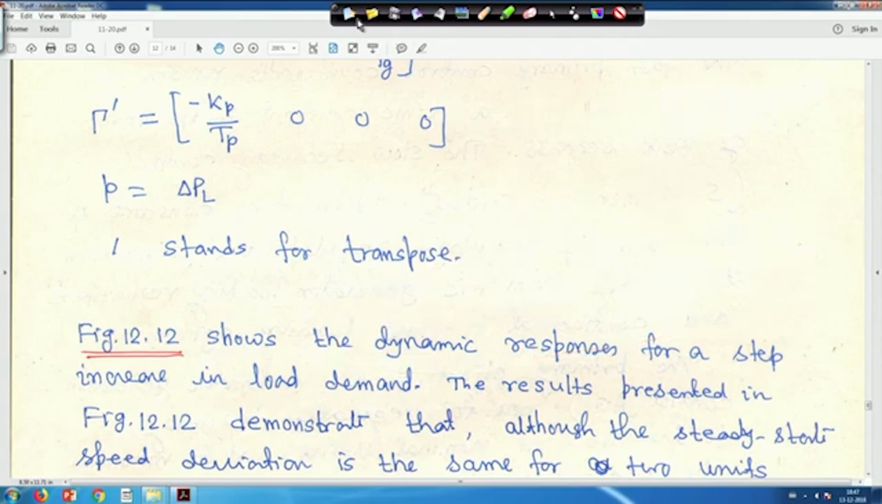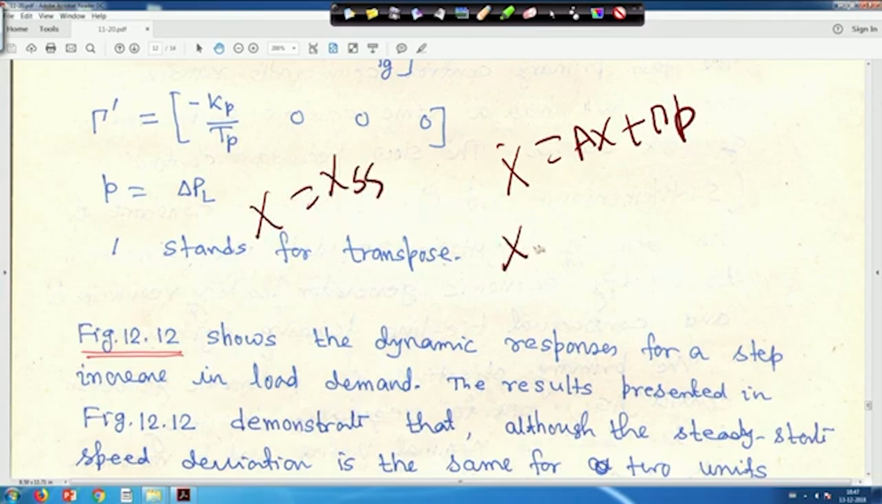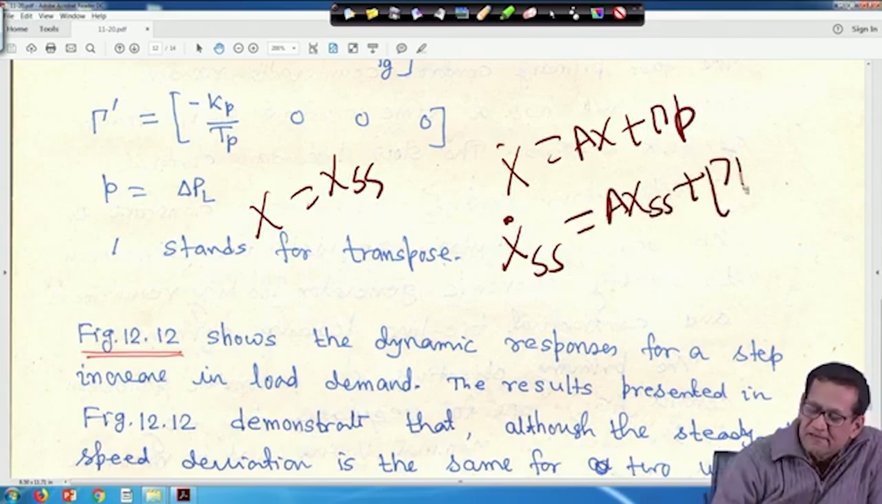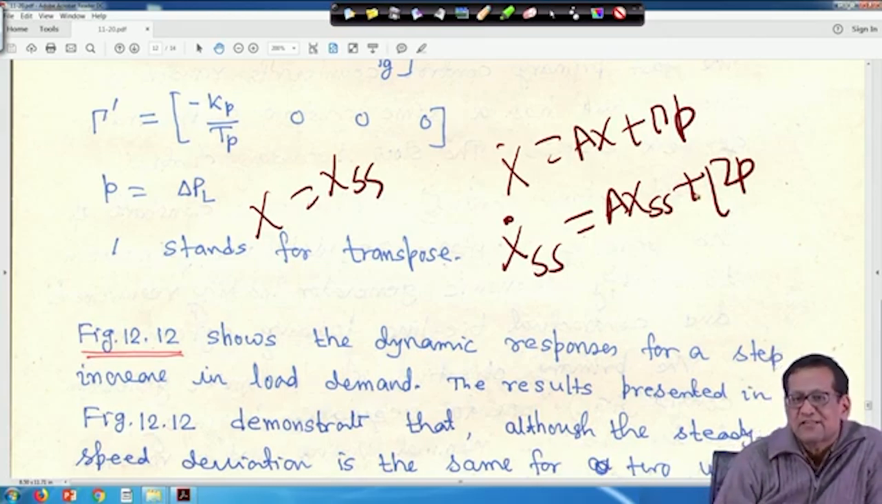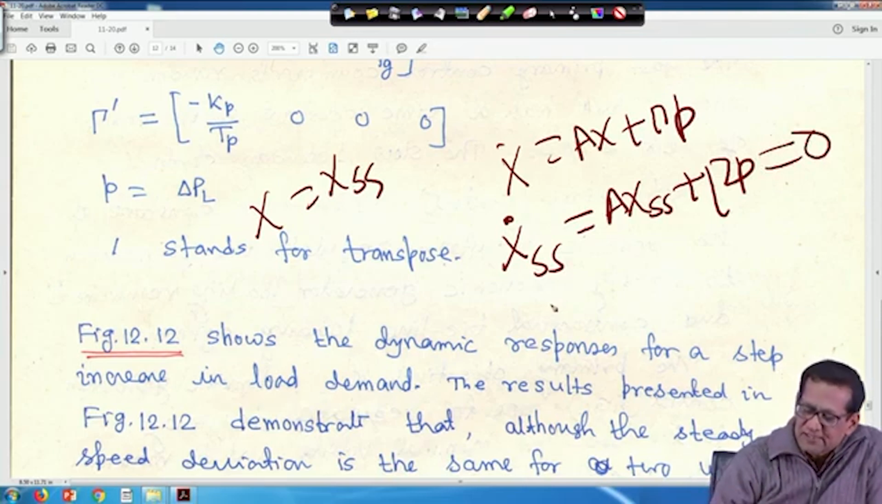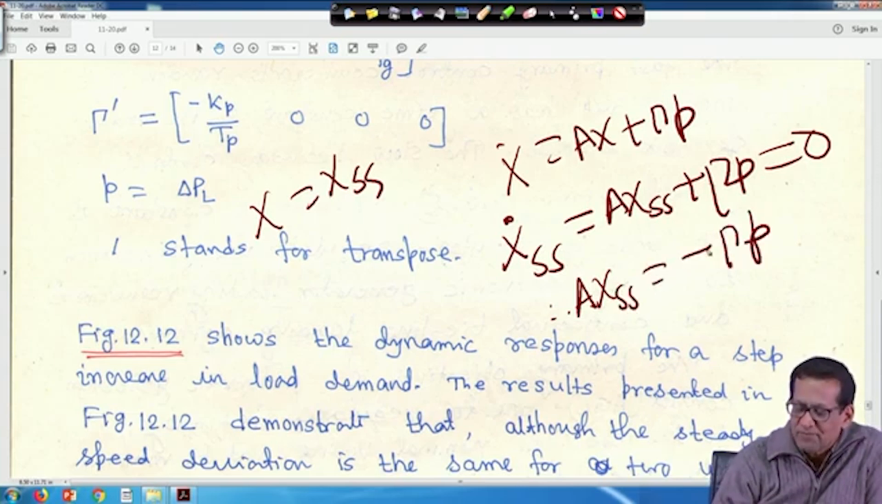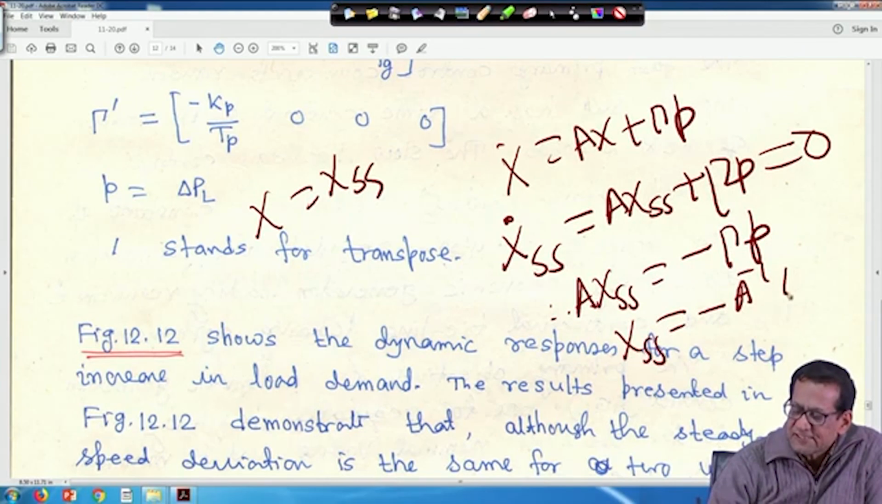So that means we can write down again that x dot is equal to Ax plus gamma p. At steady state, x is equal to x_ss. So we substitute: x_ss dot is equal to A x_ss plus gamma p. But at steady state, all the state variable derivatives will be 0, so this should be equal to 0. That means A x_ss is equal to minus gamma p, or multiplying both sides by A inverse, x_ss will be minus A inverse gamma p.